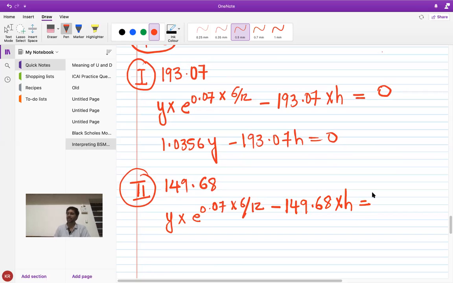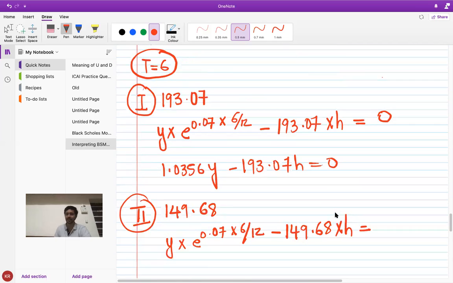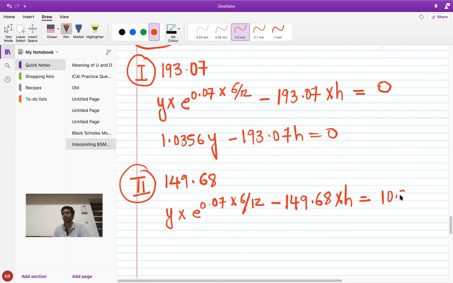And this I said should equal the payoff of a put option, because the replicating portfolio's definition is that the payoff from this portfolio should equal the payoff of a put option when the share price is 149.68. And when the share price is 149.68, the payoff of the put option is 10.32. So that is the reason I equate this again with 10.32. It's exactly the same thing we did in the call option. I'm just repeating so that you understand why we are doing what we are doing. So y into e power 0.07 into 6 by 12 is just 1.0356y, and it's going to be minus 149.68h equal to 10.32.